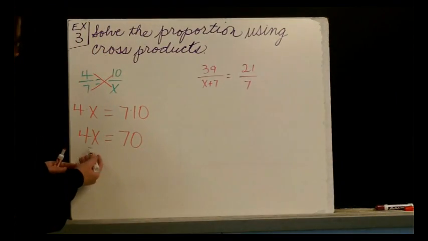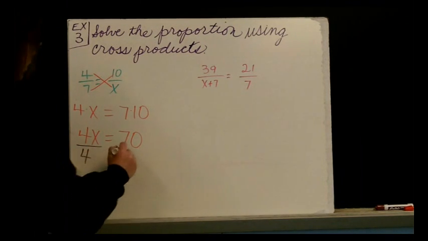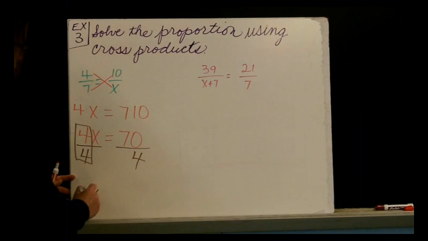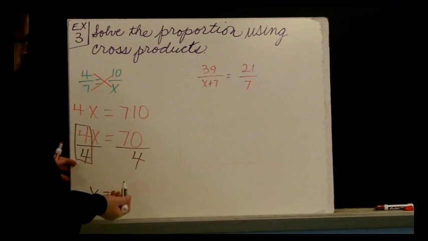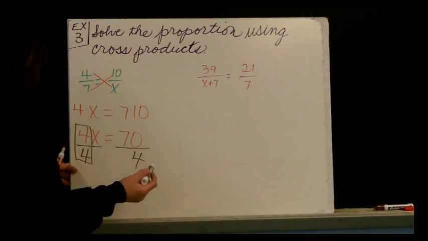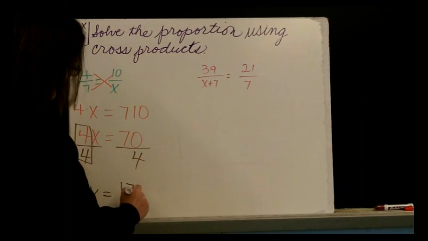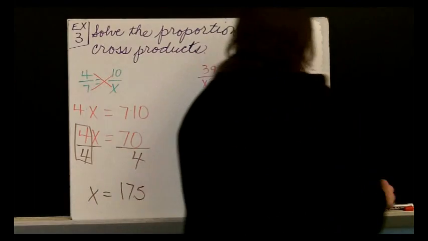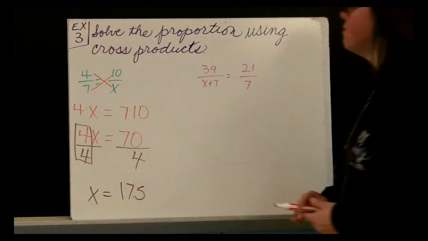We want to get the x by itself. Since it's being multiplied by 4, we are going to divide both sides by 4, because remember, in doing that, we have created a coefficient of 1 for our x. So we have x equals 70 divided by 4. 4 goes into 70 17.5 times, also known as 17 and a half. So here x equals 17.5.